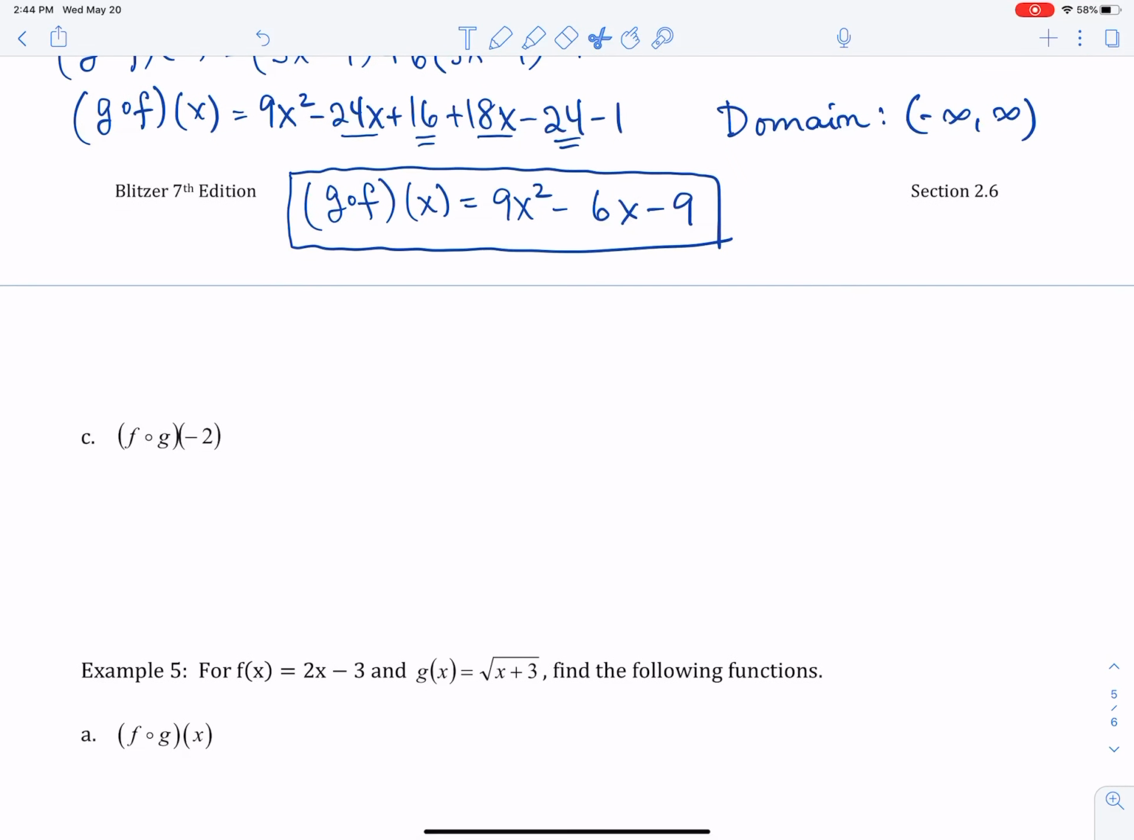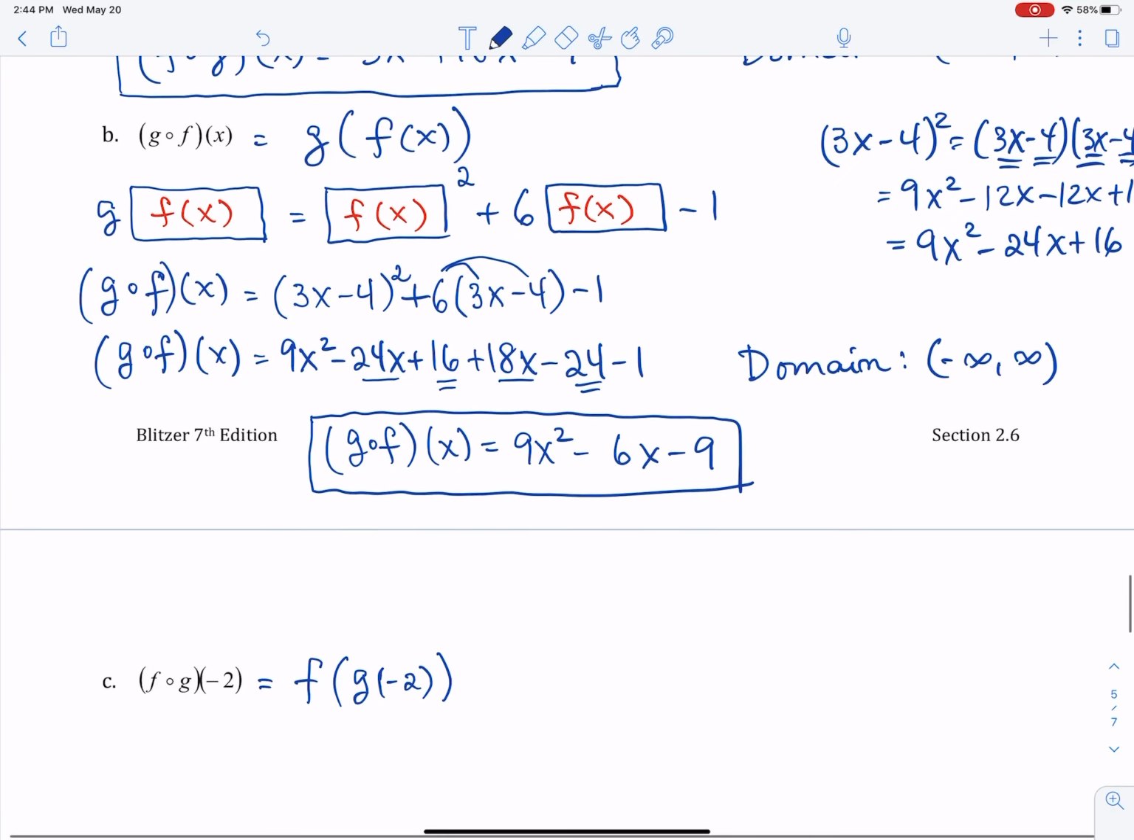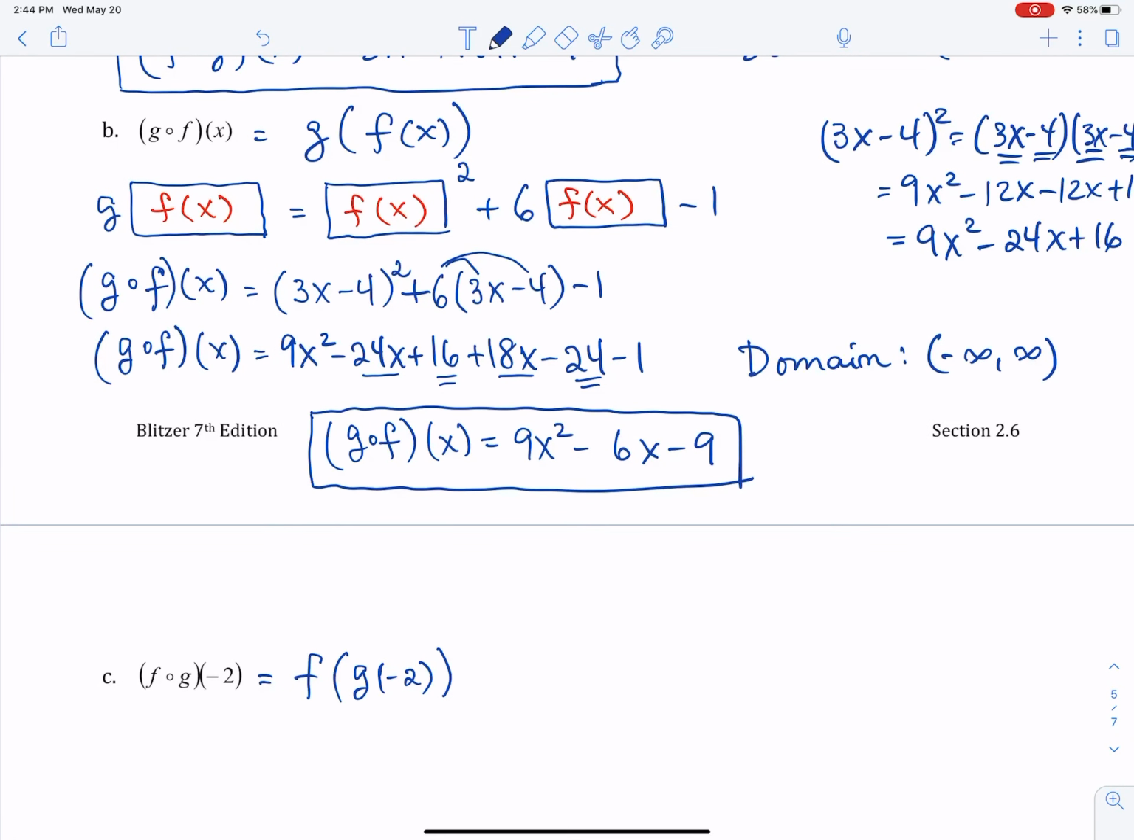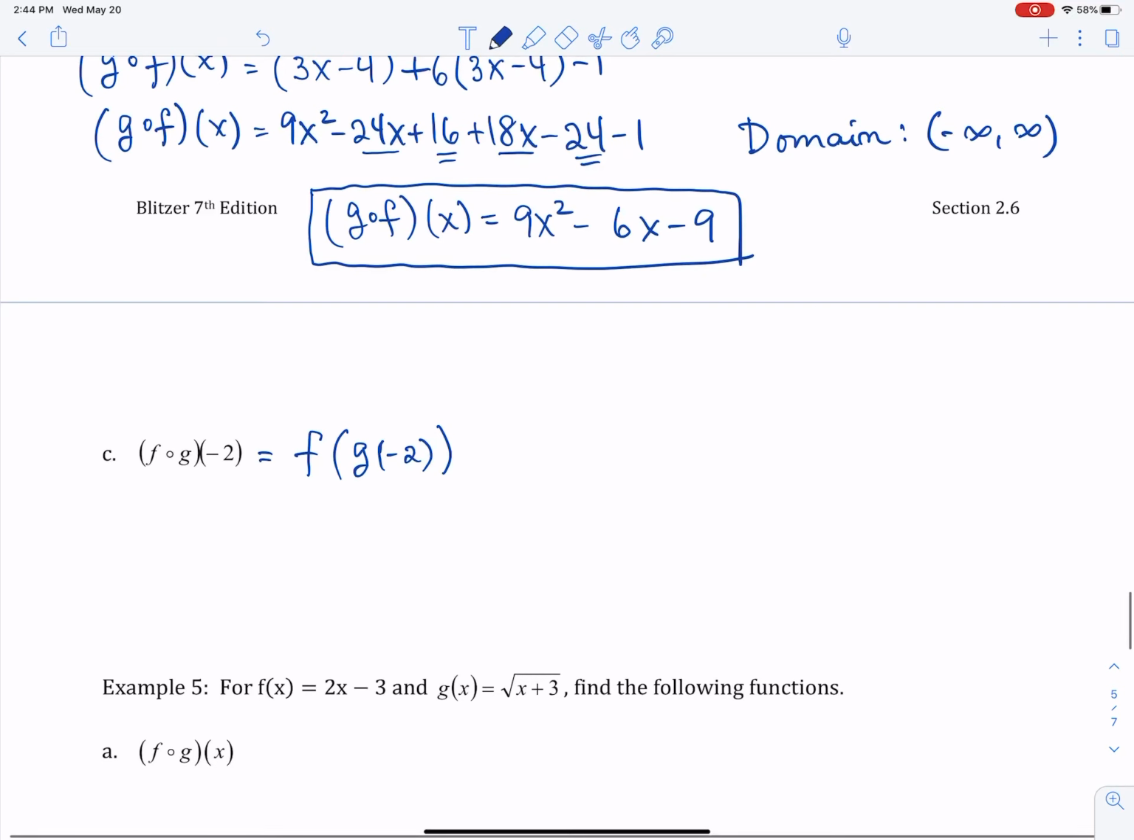f of g of negative 2. So, similar question, but here we need to evaluate. What do we need to evaluate? We want to know what is f when the argument is g of negative 2. So we can do all the plug-in the way we did in the previous example with the x's, but we can also evaluate what is g of negative 2.